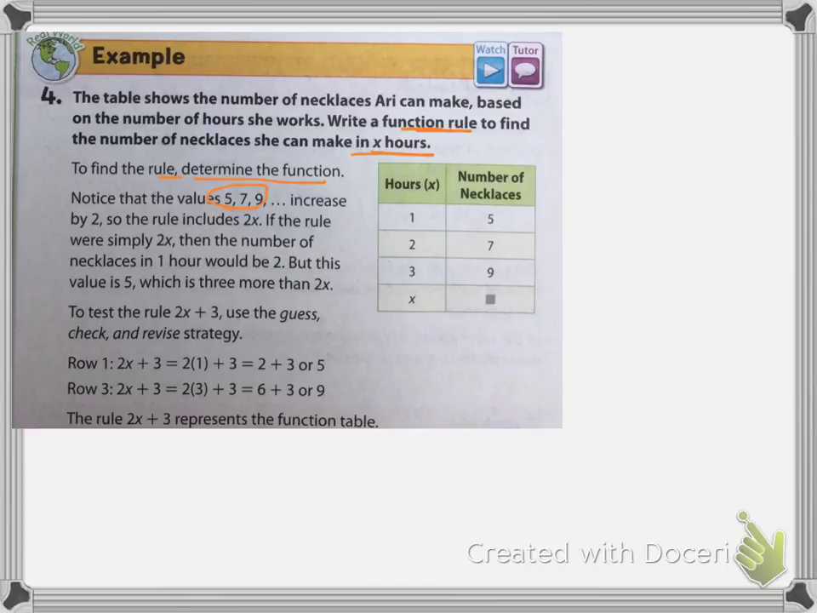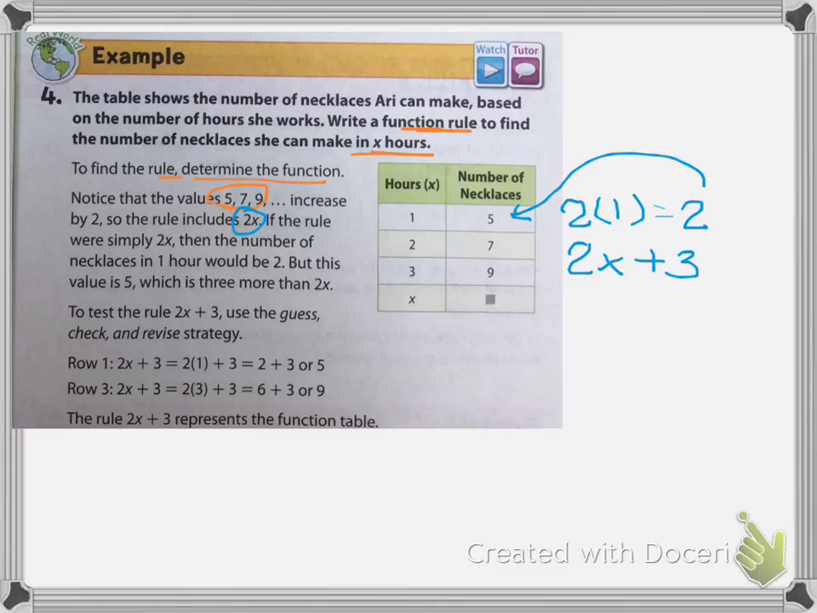So to get from 5 to 7, you add 2. To get from 7 to 9, you add 2. So because they increase by 2, you know that the rule includes 2x. See how they've said that there? So you know that it's at least 2 times the amount, okay? But if the rule was just 2x, then that means the first one would be 2 times 1, and so you should have 2. But because the value is actually 5, 5 is 3 more than 2. So then it would actually be 2x plus 3, because we need 3 more than 2 to be at the 5 that's right here.